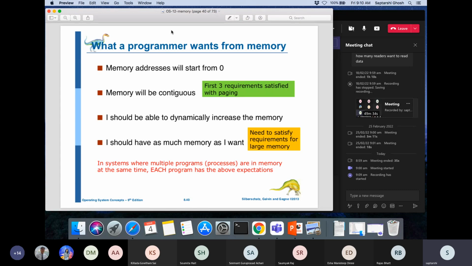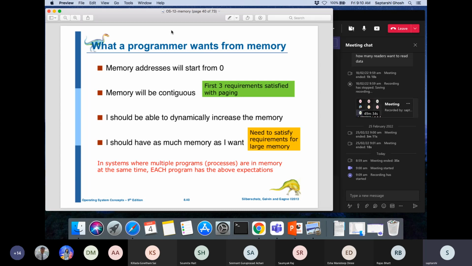The programmer gets a contiguous view of the memory, so the programmer can think that the memory is a contiguous block starting from zero. But physically, the memory is divided into pages, and the pages can be stored in non-contiguous frames in the main memory. This way, dynamic increase of the memory is also possible. The OS can just allocate a new frame to the process if the process wants more memory.